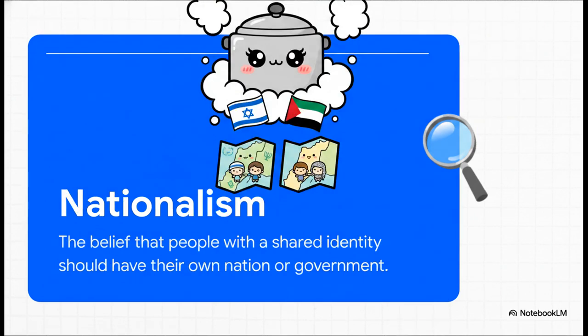And finally, nationalism. This acts as the steam building up inside our pot. Nationalism is that profound belief that a group of people with a shared identity, culture, and history should have their own self-determination, their own political control and government. The wild thing about the Mandate is that you have two very distinct, incredibly powerful nationalist movements, Jewish and Palestinian Arab, occupying the exact same geographical space.